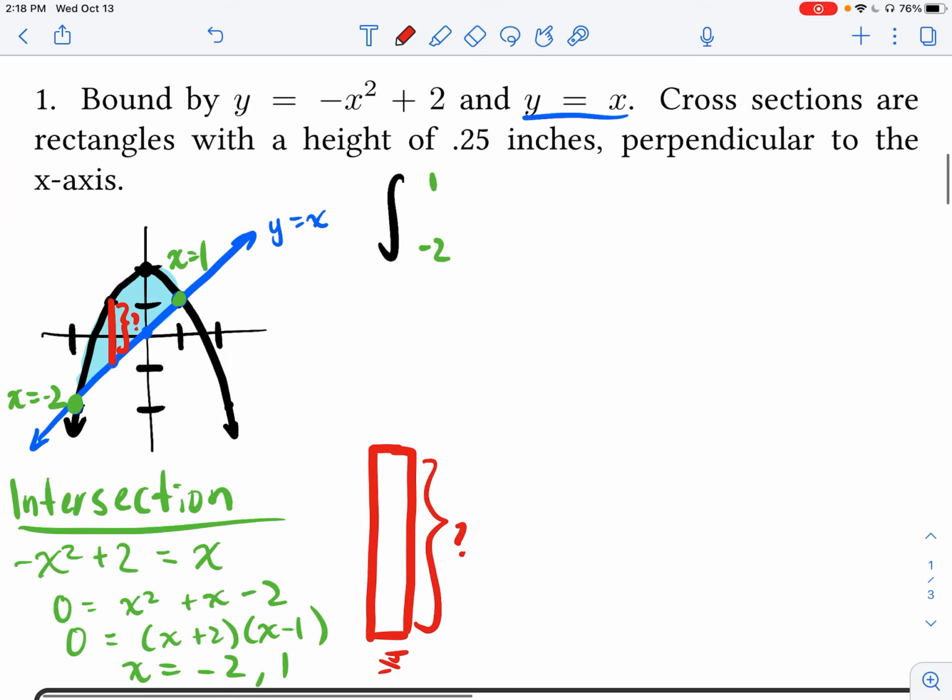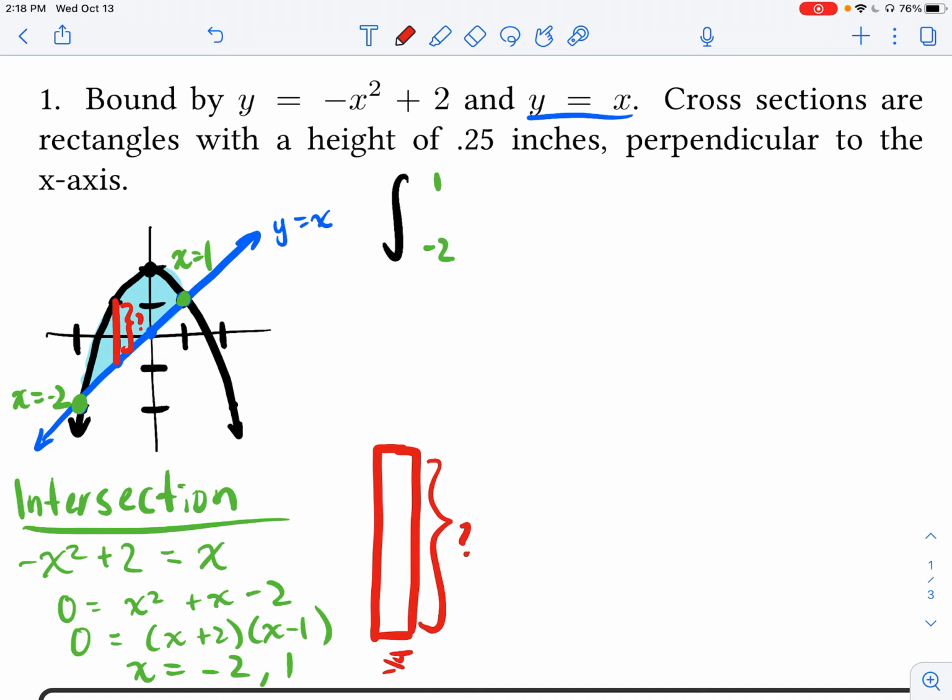Well, if you think back to what we did when we found the area enclosed between functions, we're going to want to take our higher function and subtract the lower function from it. So the higher function is negative x squared plus 2, and we're going to subtract the lower function, which is just x. So that's what it's going to be. And I can write this in descending order, negative x squared minus x plus 2. So that is going to give us the length of one of our rectangles.